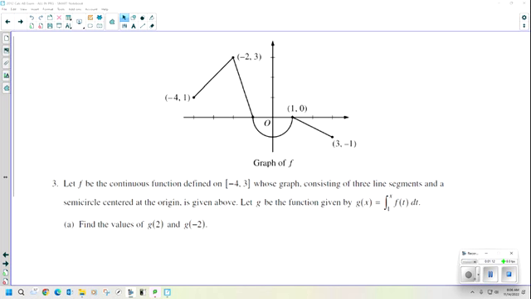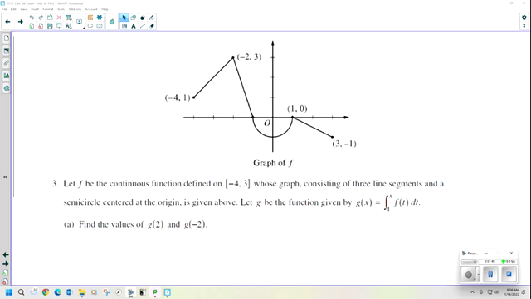Number 3 says, let f be the continuous function defined on the interval from -4 to 3 inclusive, whose graph consisting of 3 line segments and a semicircle centered at the origin is given above. Let g be the function given by g of x equals the integral from 1 to x of f of t dt. A asks us to find the values of g of 2 and g of -2.